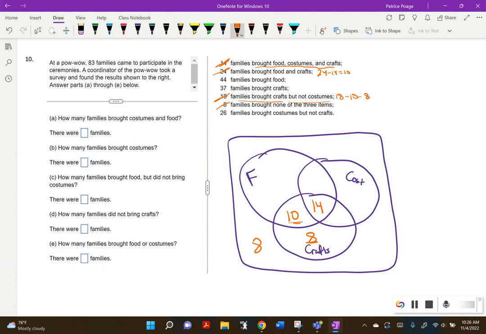All right. 26 families brought costumes. So we're in the costume circle, but not crafts. So we're just talking here and here. So we can't do that one yet. All right, that's our first time through. Going through again. 44 families brought food. Still can't do that one. 37 families brought crafts. We can do that one. So we're going to do 37 minus all the numbers that are already in the craft circle, and that will leave us with 5.